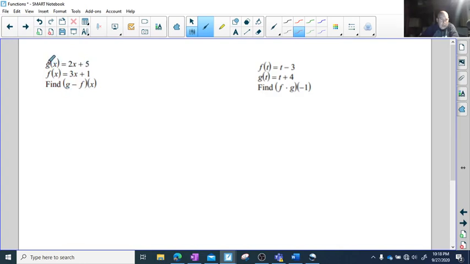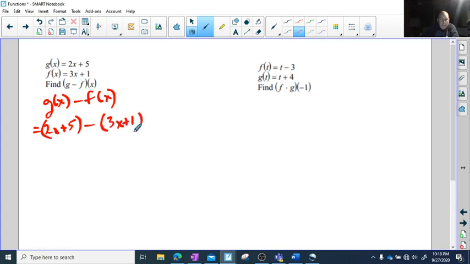If I had two functions, g of x and f of x, and this says to do g minus f of x, well, that means to take function g of x and subtract function f of x, which means take g of x to be 2x plus 5. Now this is the key. f of x needs to go into a bracket. Put function f of x into a bracket. Now we're going to distribute, so you're going to get negative 3x and a plus 2x, so negative x, 5 minus 1 plus 4. That's it. That's g of x minus f of x.